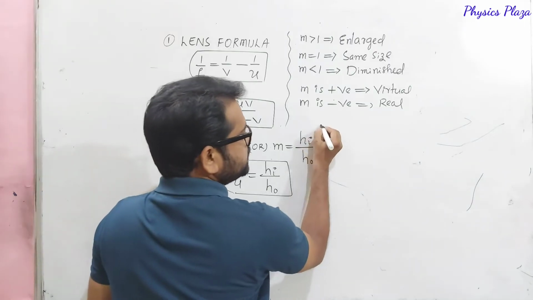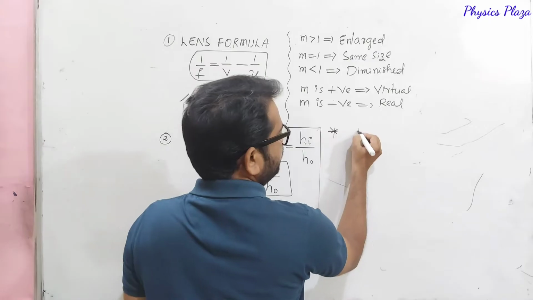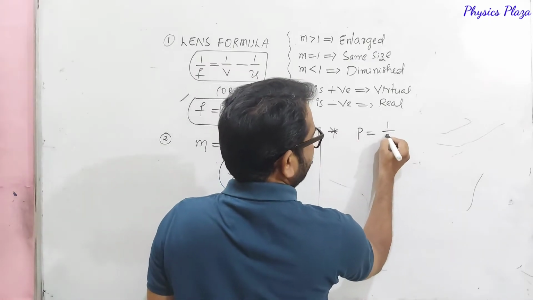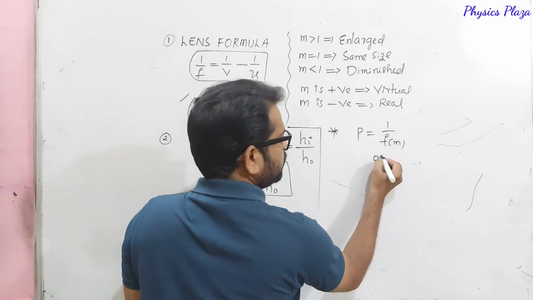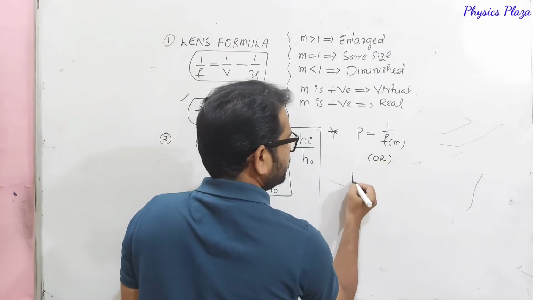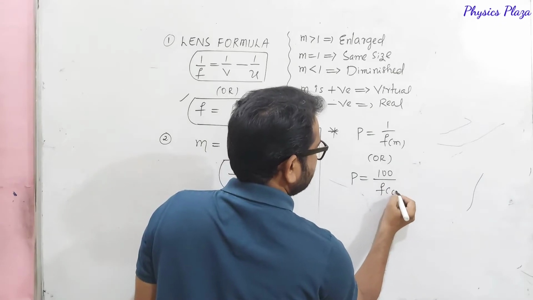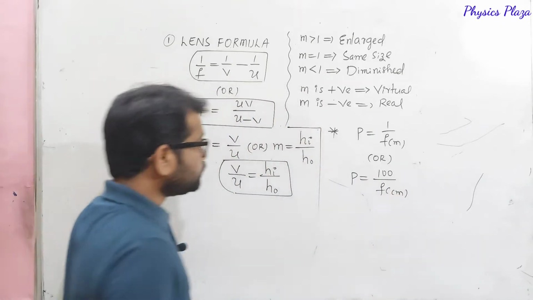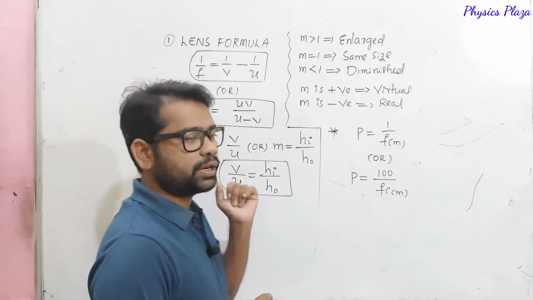Then we discussed power and focal length. Power is equal to 1 by f, where f is measured in meters, or power is equal to 100 by f, where f is in centimeters. Children, these are the formulas which we are going to use to solve the numericals.